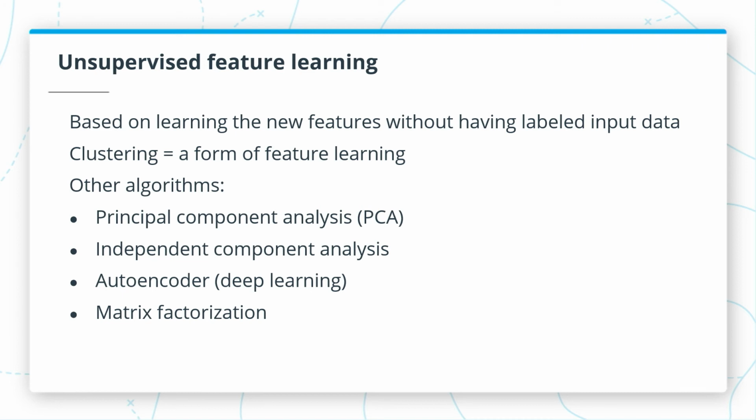principal component analysis, which is more like a statistical approach than a machine learning approach, independent component analysis, autoencoders, which use deep learning, matrix factorization, and some others. Don't worry about memorizing the list of these algorithms. What is important to remember here is that with the unsupervised approach of feature learning, you don't need existing labels on your input data, but you can learn new features through some of these algorithms and then use those new features as inputs for your machine learning model training process.